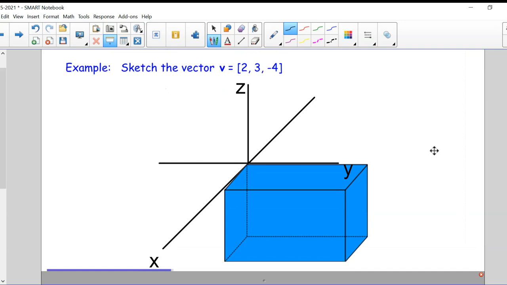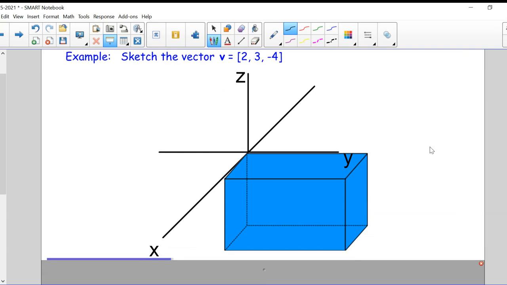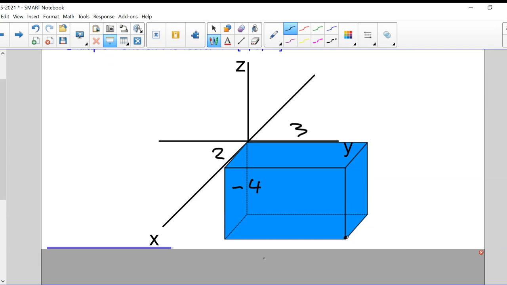The point that I'm calling 2, 3, -4, which is at the end of the vector, should be some distance along the x-axis, right? Some distance along the y-axis. In fact, this is 2 this way. So let me mark it. It's 2 going this way. It's 3 going this way. And it's 4 or minus 4 going down this way along the z-axis. Does that look about right to you folks?